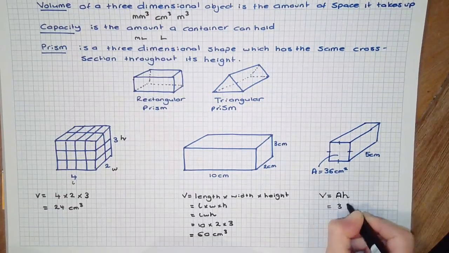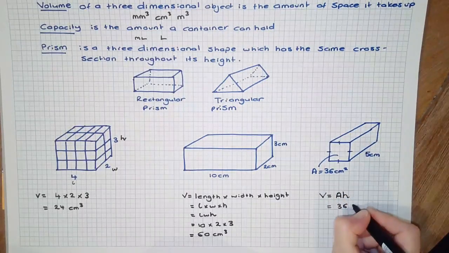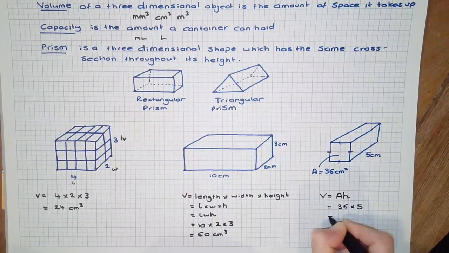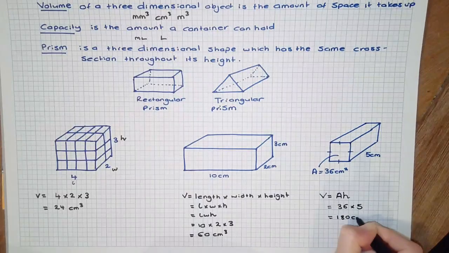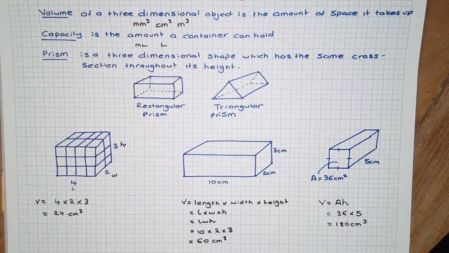We then have 36 as the area of the end, and it's being stretched by 5 centimeters. 36 times 5 is 180 centimeters cubed. That's finding the volume of rectangular prisms.